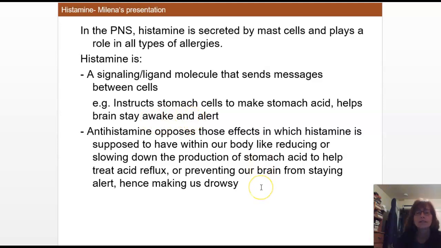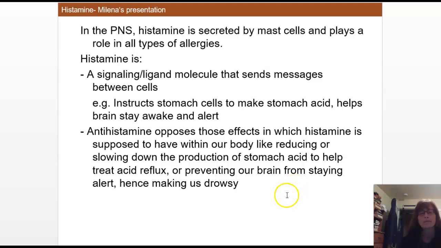And antihistamines are specifically to oppose, or we take them to oppose the effects that histamine might have within our body that will cause other issues, like when we have a severe allergic reaction, we get a lot of swelling, we get a lot of inflammation in an area. Antihistamines can reduce that, and they can reduce the production of stomach acid, so they can be used to treat acid reflux.